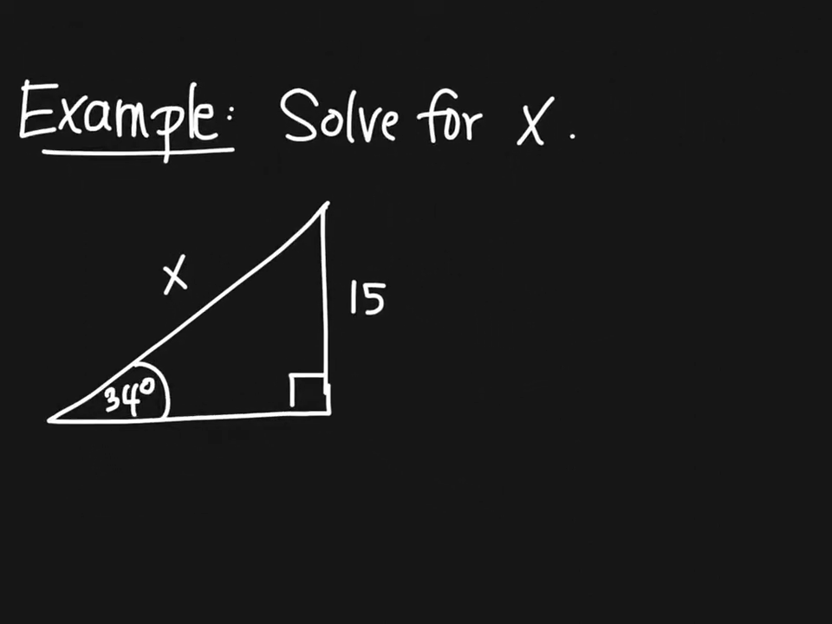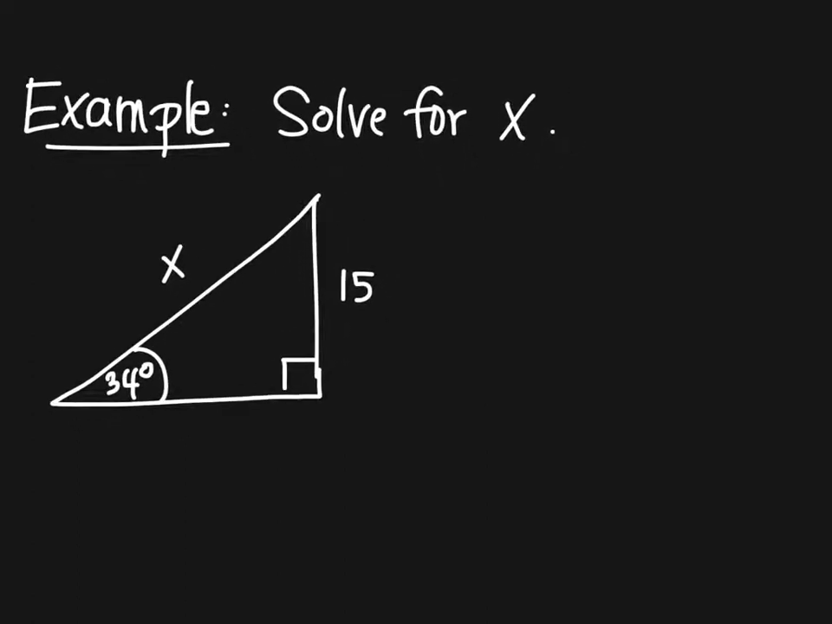All right, so 34 is in the alpha position. What position is 15 in? That is in the opposite position. What about x? Hypotenuse. So this is alpha. What trig uses alpha and opposite and hypotenuse? Sine. Okay, opposite and hypotenuse with alpha is sine, because that's SOH. So if I have opposite and hypotenuse, I want to do SOH, because I have opposite and hypotenuse.